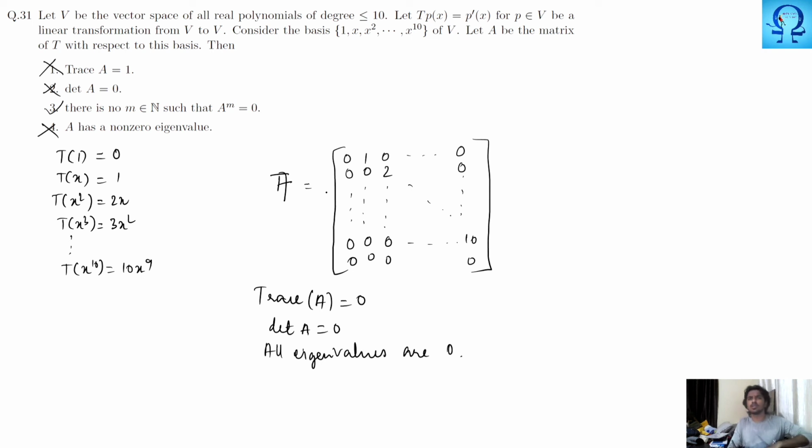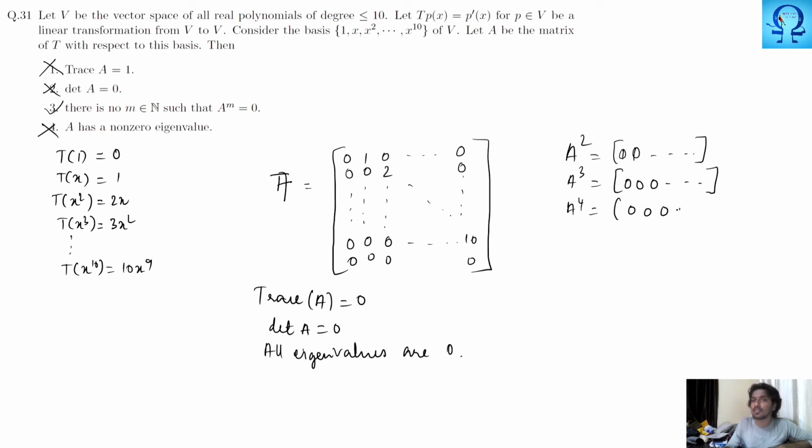Yes, you are very well able to see that when you find the A square value, then you would have the first two columns 0, then you will have the rest of the columns. When you multiply it for the third time, you would have the first three columns 0, then some non-zero columns. A power 4 means you would have 4 zero columns and the rest non-zero columns. So like this, when you go for the 10th power, the entire matrix is a zero matrix.